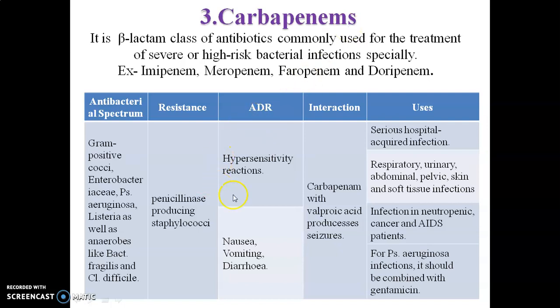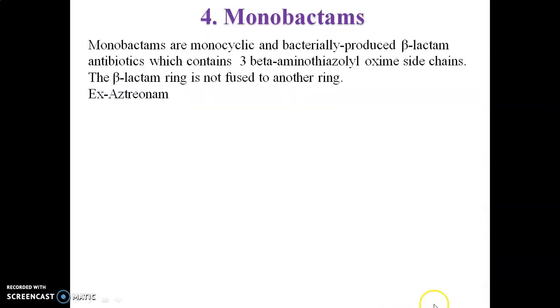What are the adverse drug reactions? There are hypersensitivity reactions, nausea, vomiting and diarrhea. Then interaction: carbapenem interacts with valproic acid and produces seizures. Then what are the uses? As I told you earlier, it is used in case of severe hospital-acquired infection, respiratory, urinary and soft tissue infection, then infection in neutropenic, cancer and AIDS patients. Also for Pseudomonas aeruginosa infection, it should be used in combination with gentamicin.